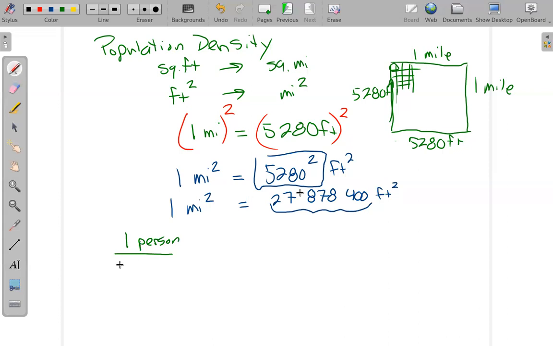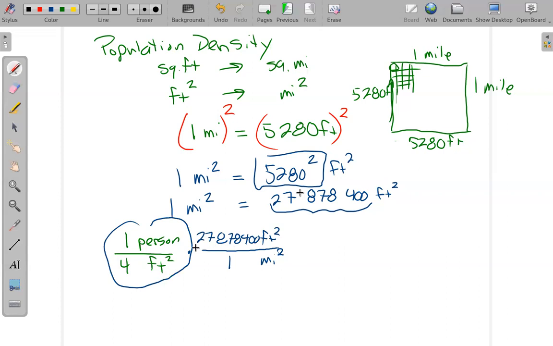The first example we had a 2 by 2 area, so that would be 4 square feet. And to make the conversion here, I need to get rid of square feet. So my conversion fraction is going to have square feet in the numerator and square miles in the denominator. And 1 square mile is that many square feet, 27,878,400. So this says take whatever your population density is, multiply it by 27,878,400, and that will convert from people per square feet to people per square mile.